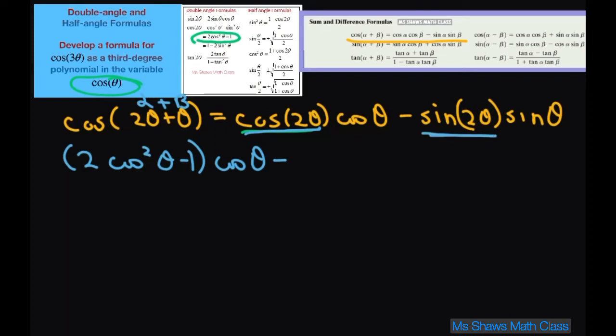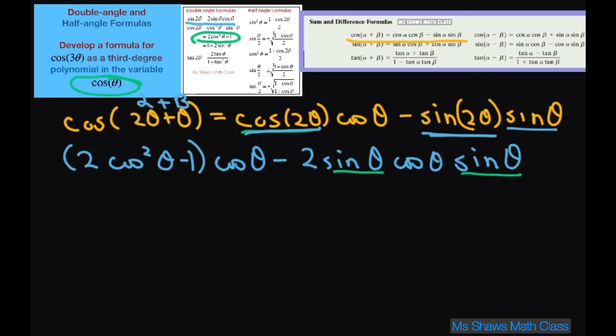The only thing we have for sine of 2 theta is this one. So that's going to be 2 sine of theta cosine of theta. And then we still have this sine of theta. And notice that these two are going to make it sine squared. I'll just put that there. Those are going to be sine squared.